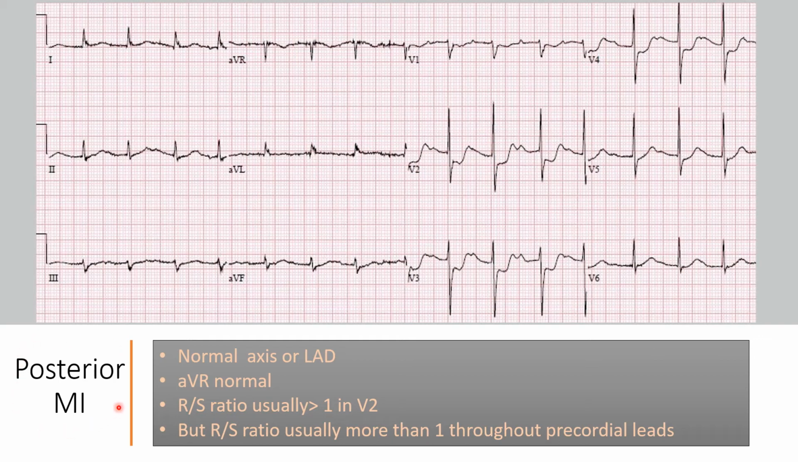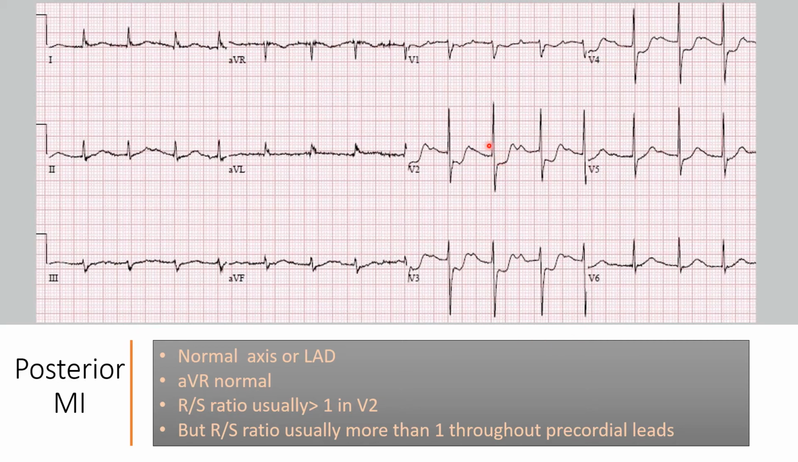In a posterior wall MI, you are basically looking at an ST elevation in the posterior walls, which you're not looking at directly because your leads are not placed posteriorly in the body. You're placing the leads anteriorly. So you are actually looking at the mirror image of the ST elevation in the posterior wall, which is basically seen as ST depressions in the anterior leads from V1 to V3.